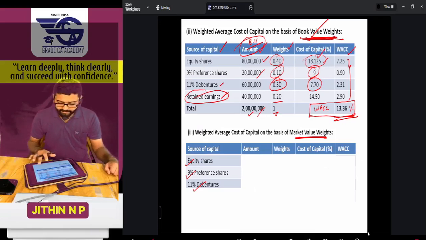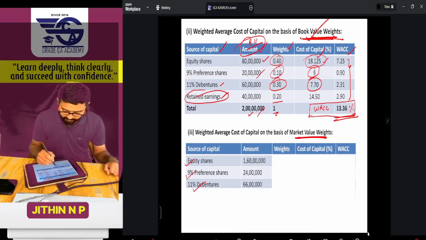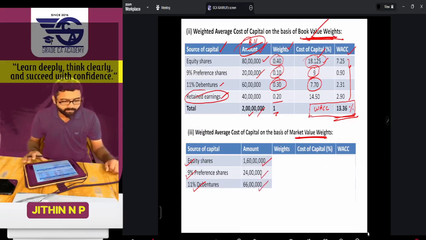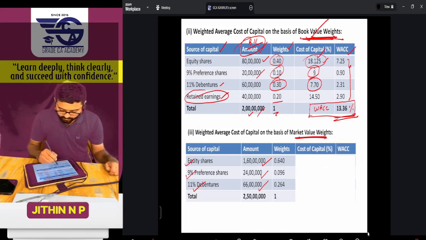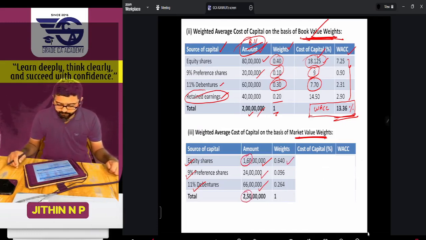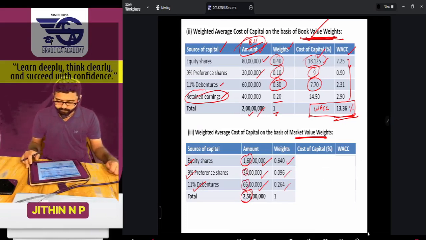Clear? In that case, market value of equity share 1 crore 60 lakhs, preference 24 lakhs, debentures 66 lakhs. Total 2 crore 50 lakhs. Weight: 160 divided by 250, 0.640. 24 divided by 250, 0.096. 66 divided by 250, 0.264.